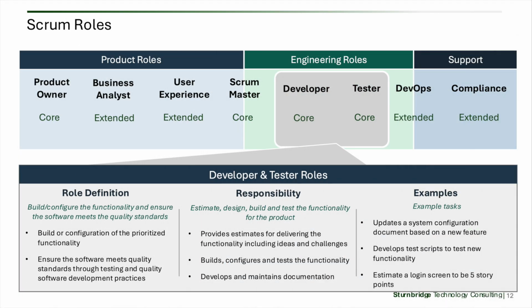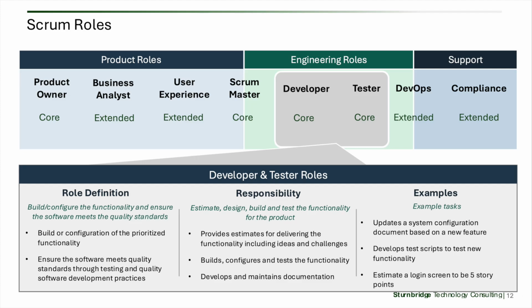And now let's talk through the developer and tester roles as part of the engineering teams. The developer role is to build or configure the software functionality, as well as create the documentation as they build it, and testers ensure the software remains consistent and usable with minimal bugs or defects. Their responsibility within a Scrum team is to estimate the work, design, build, test, and as I mentioned before, document the functionality.